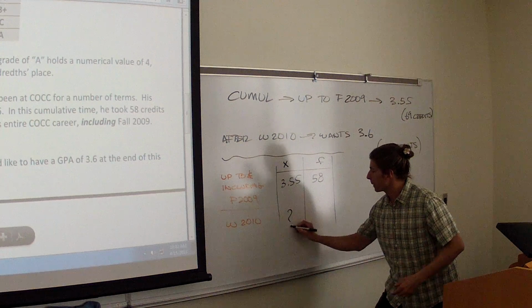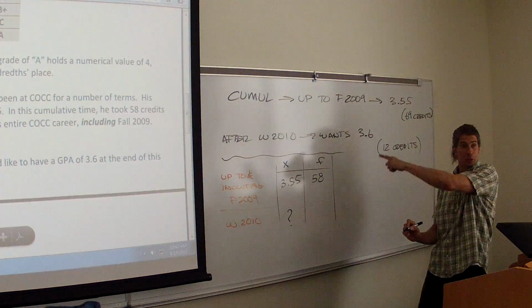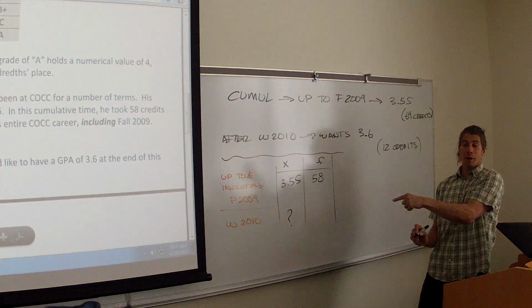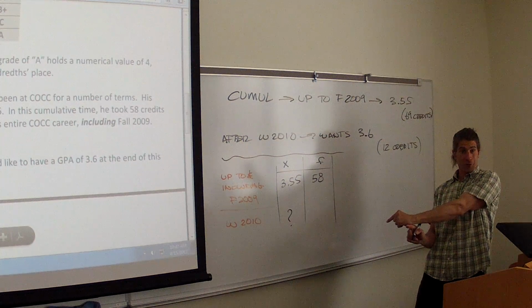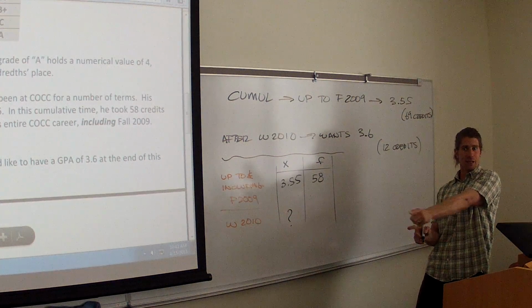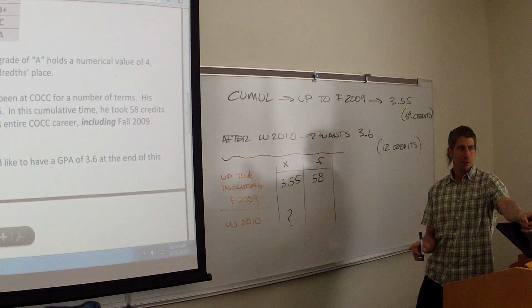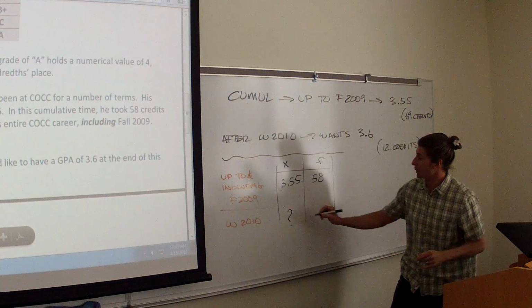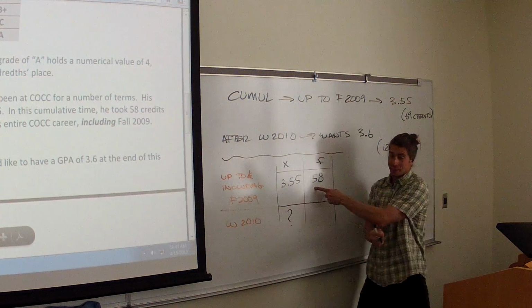He wants a 3.6, but not necessarily winter 2010. We want to know what he has to do in winter 2010 to get a 3.6. Love that, by the way. Wait, isn't it 69 credits? Totally. But up till fall 2009, he's only taking 58.